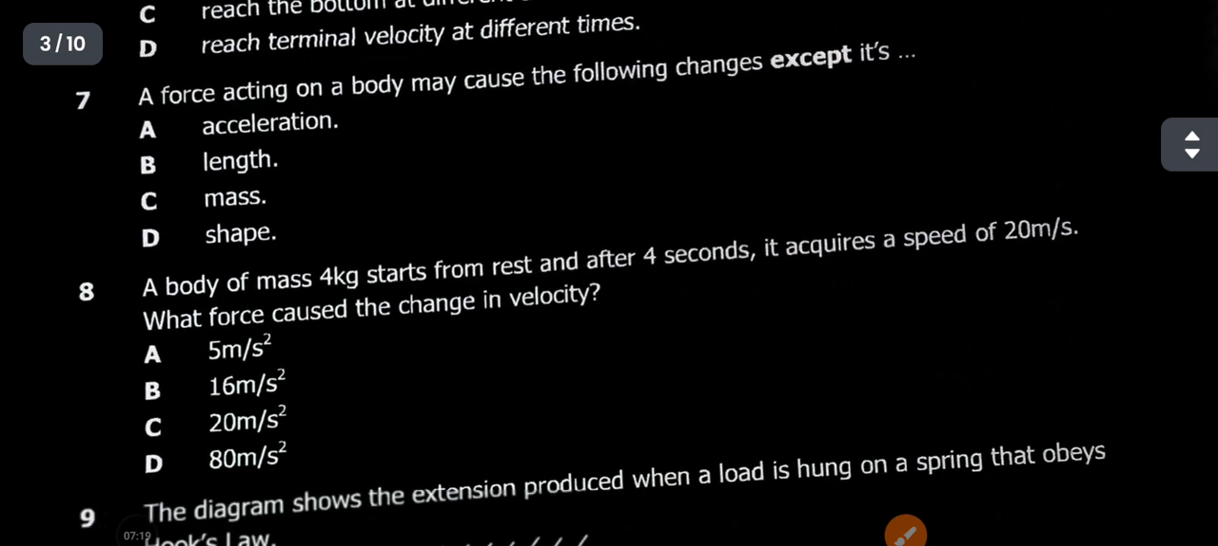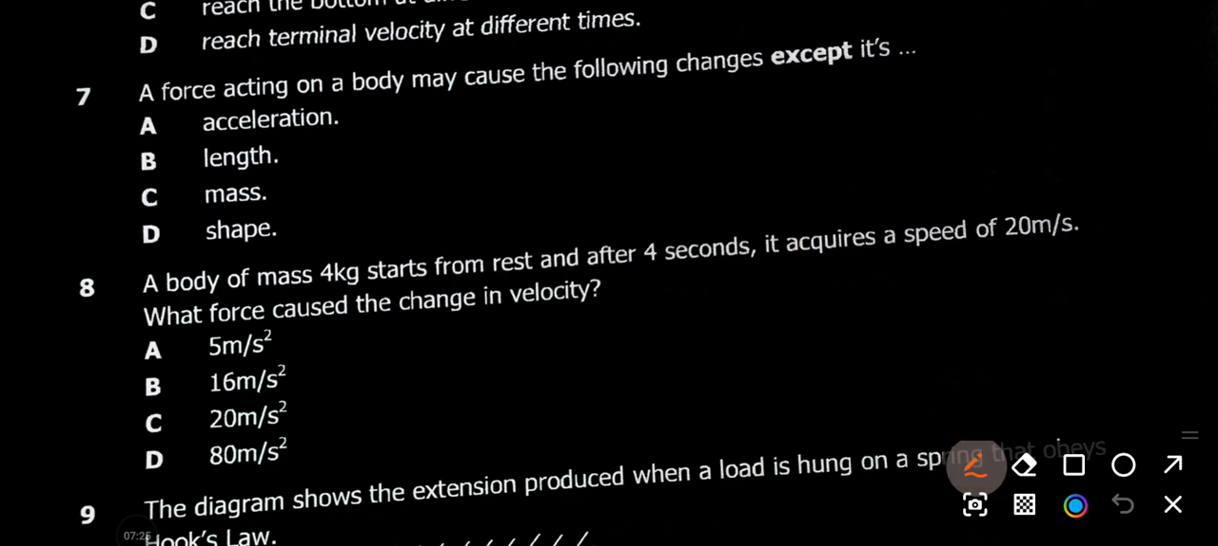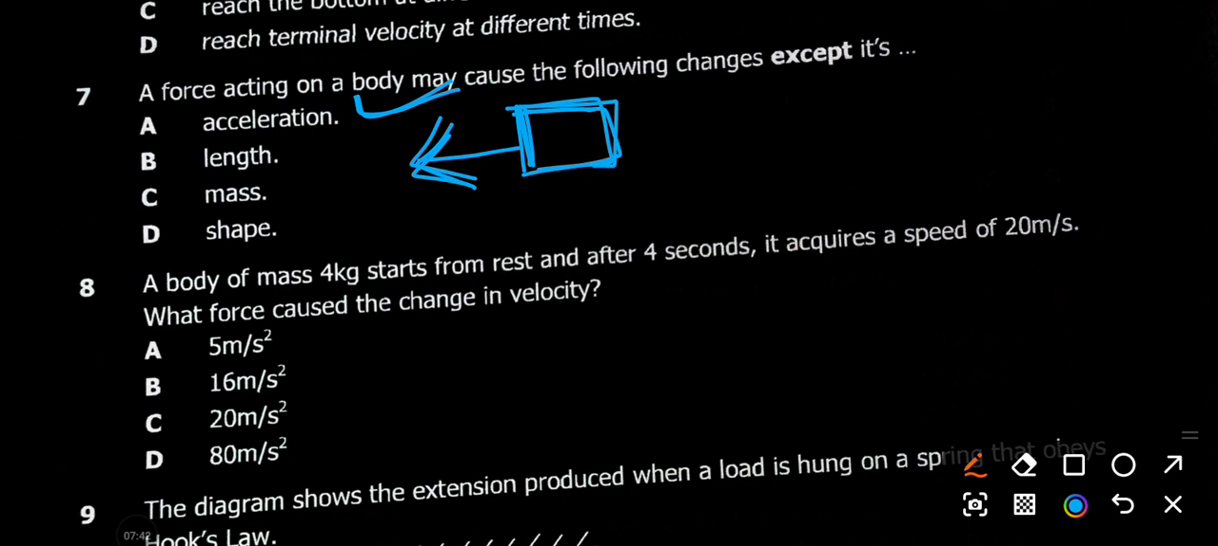Right. Question 7. A force acting on a body may cause the following changes except its, right. For option A, a force can definitely cause an acceleration. Suppose I have a body like this. When I apply force, I can cause this body to move, and as a result, the body can attain acceleration. Therefore, a force can cause acceleration. So this can be the answer.